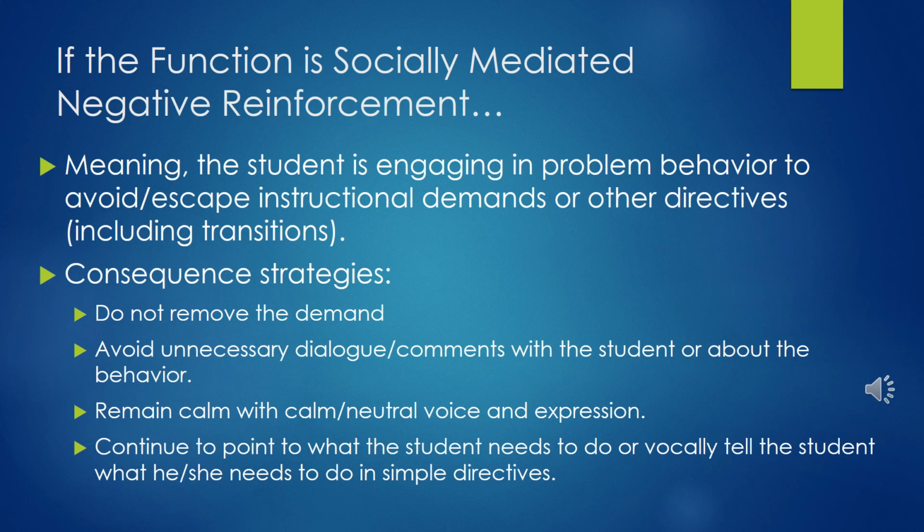So what do we do if the FBA has determined that the function is socially mediated negative reinforcement, meaning the student is engaging in problem behavior to avoid or escape instructional demands or other directives, including transitions? So here are some consequence strategies. You do not want to remove the demand. And this is really, really hard for teachers to do.